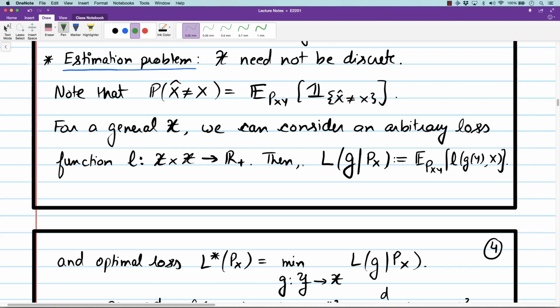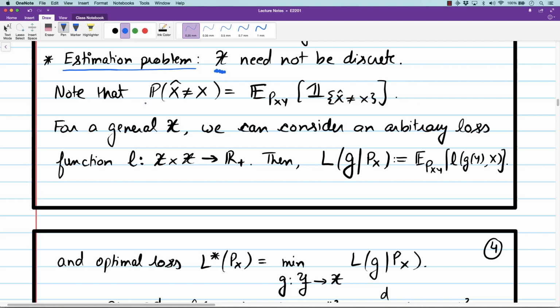Another kind of problem looked at in statistics is what is called the estimation problem. For the estimation problem, x need not be a discrete random variable. The set x need not be discrete. It can be continuous, but for simplicity, we'll just mostly look at a discrete x.